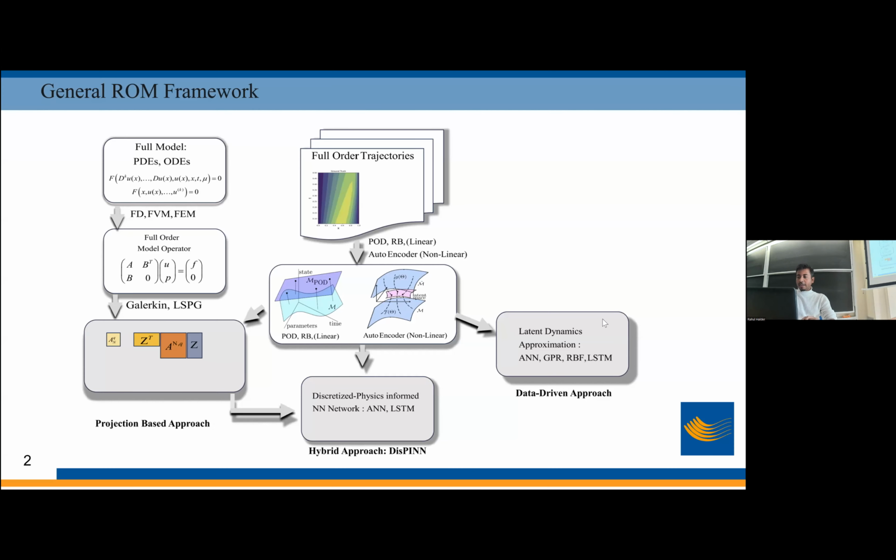Okay, so now our idea is: can we get the residuals obtained from those projection-based reduced order models and put them in the loss function of the deep learning data-driven approach? This is the key idea behind this discretized physics-informed neural network.